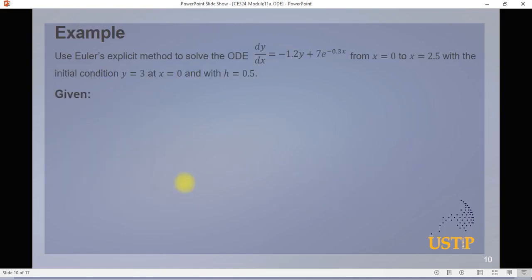Here's an example. We are going to use Euler's explicit method to solve the ODE dy over dx equals negative 1.2y plus 7e raised to the power of negative 0.3x, from x equal to 0 to x equal to 2.5, with the initial condition y equal to 3 at x equal to 0, and with h equal to 0.5.